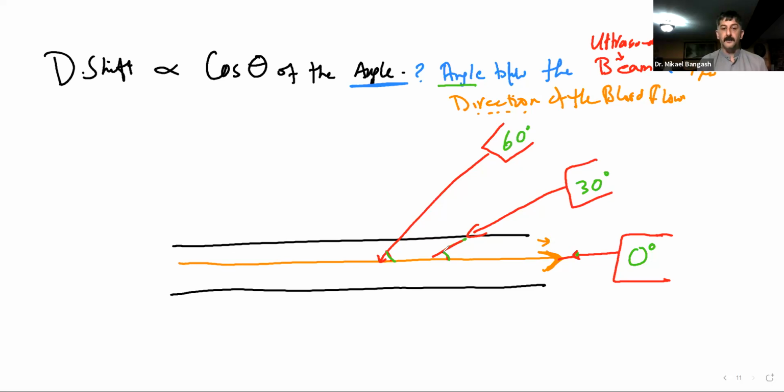Now the next one that we can take is, what if we went like this? Now here you can mainly say that yes, we actually made a 90-degree angle between the beam and the direction of the blood flow. Did you girls get that?